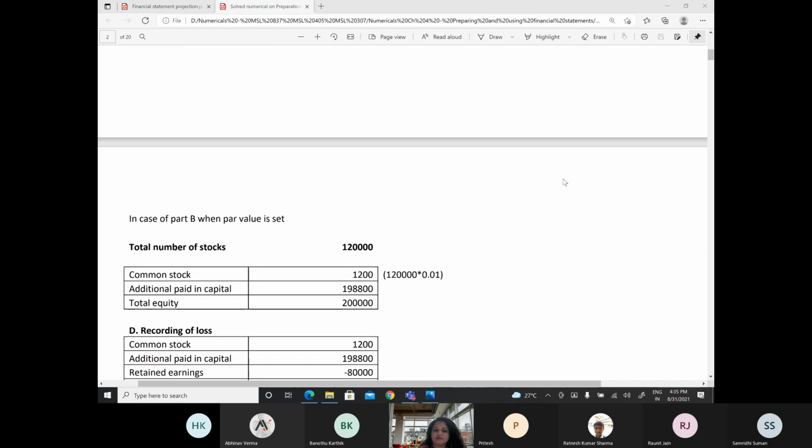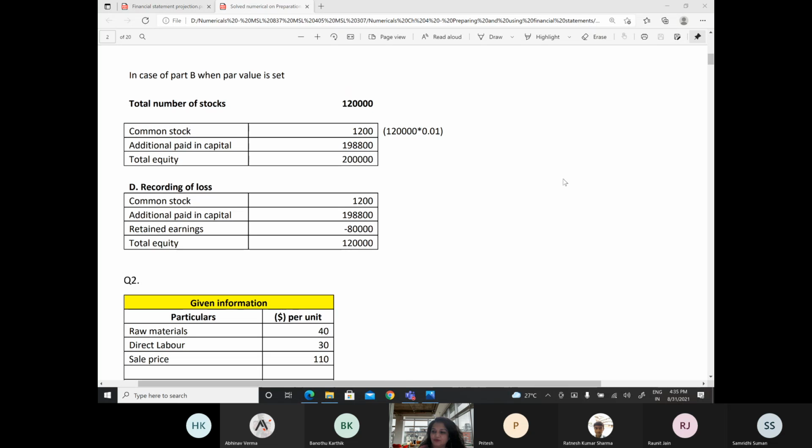But if we have to show this equity in terms of par value and in terms of additional paid-in capital, then the common stock is 120,000 into 0.01, that is 1,200, and the additional paid-in capital will now be 198,800, which is basically the balance amount of the $200,000.